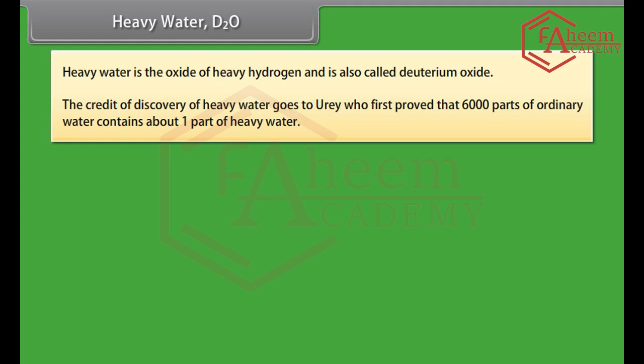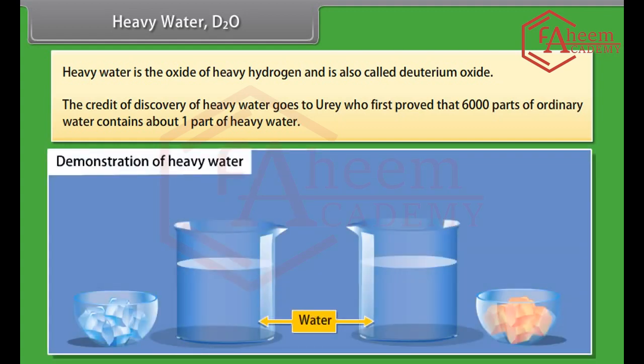Demonstration of heavy water. Firstly, take 2 beakers filled with water. Drop an ice cube which is blue in color in the first beaker and see that ice floats on water. In another beaker, drop another ice cube which is red in color, made of heavy water D2O. You will see that the ice cube sinks in the water. This is due to the fact that deuterium is a heavier isotope than hydrogen and it changes physical and chemical properties of water.